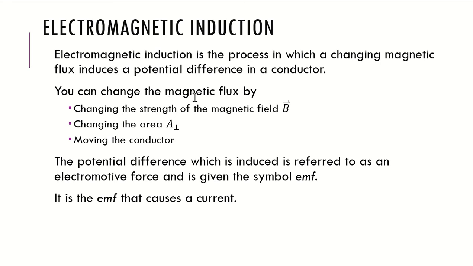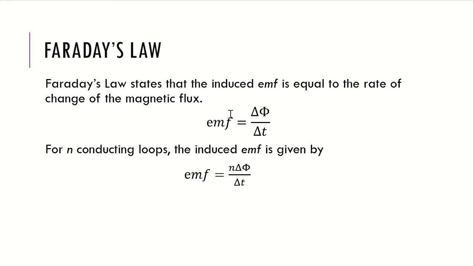There are three ways you can change the flux through a wire or a coil of wires. You can change the magnetic field strength, you can increase or decrease the area, and you can move the conductor faster or slower, because remember that induced EMF is equal to the change in flux over time. So as long as you're changing flux, it's going to induce a current. If you move the magnet quickly, it induces a bigger EMF. If you move the magnet slower, it's going to have a smaller EMF.